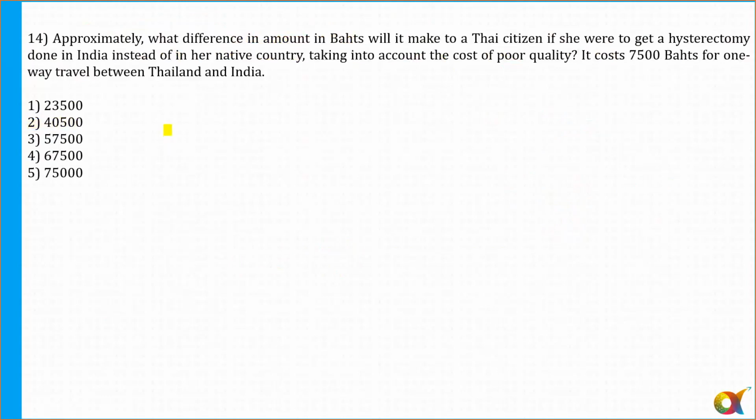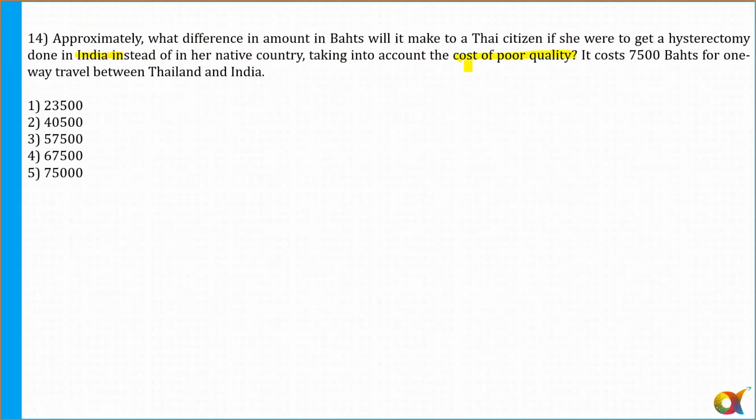Okay. Now, next question. It says approximately what difference in amount in baht will it make to a Thai citizen if she were to get a hysterectomy done in India, instead of in her native country. So instead of Thailand, if she decided to go for hysterectomy in India, taking into account the cost of poor quality. So here I need to include the cost of poor quality also. In the previous question, it was not given. And the traveling cost is given, that is 7500 baht.